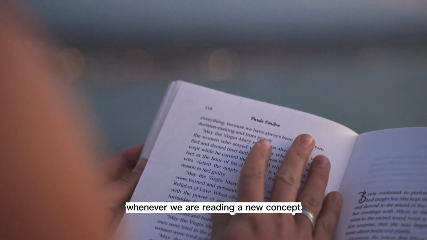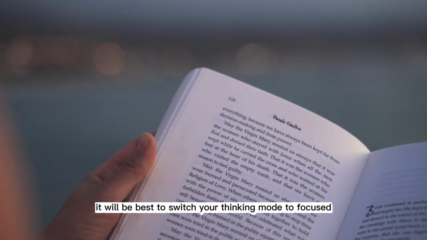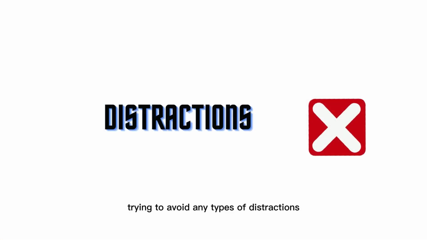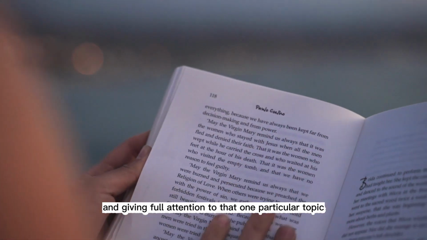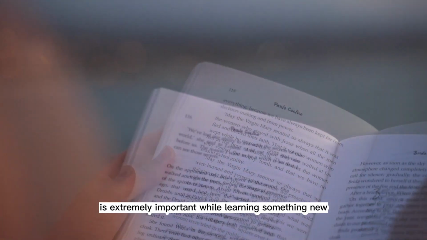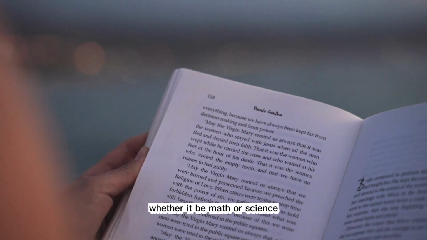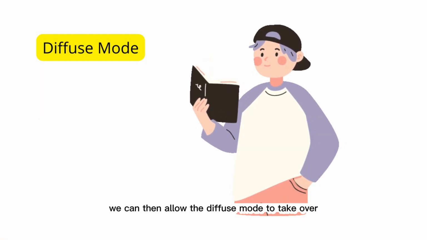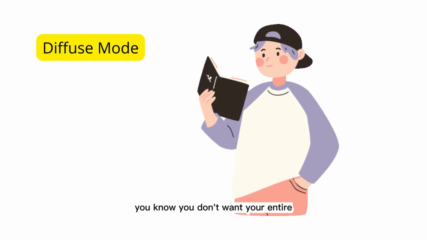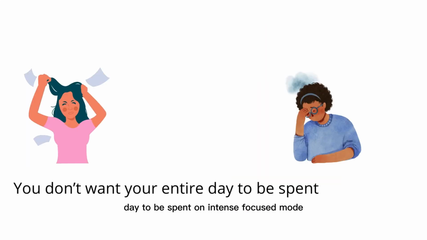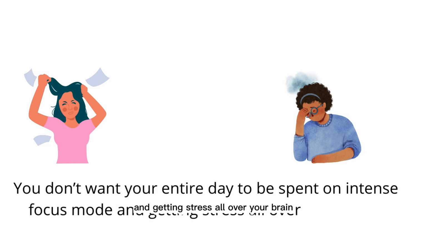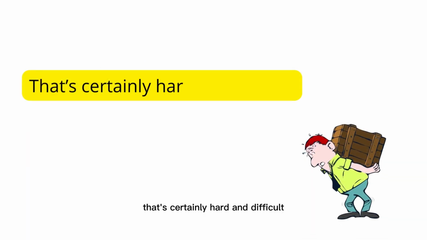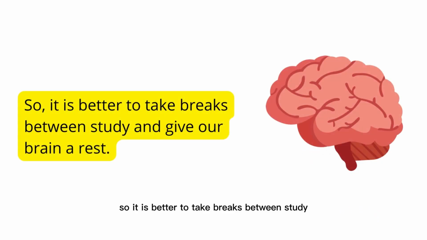Whenever we are reading a new concept, it would be best to switch your thinking mode to focused, trying to avoid any types of distractions. Giving full attention to that one particular topic is extremely important while learning something new, whether it be math or science. After having done our focused mode reading, we can then allow the diffuse mode to take over. You don't want your entire day to be spent on intense focus mode and getting your brain stressed. That's certainly hard and difficult. So, it is better to take breaks between study and give your brain a rest.